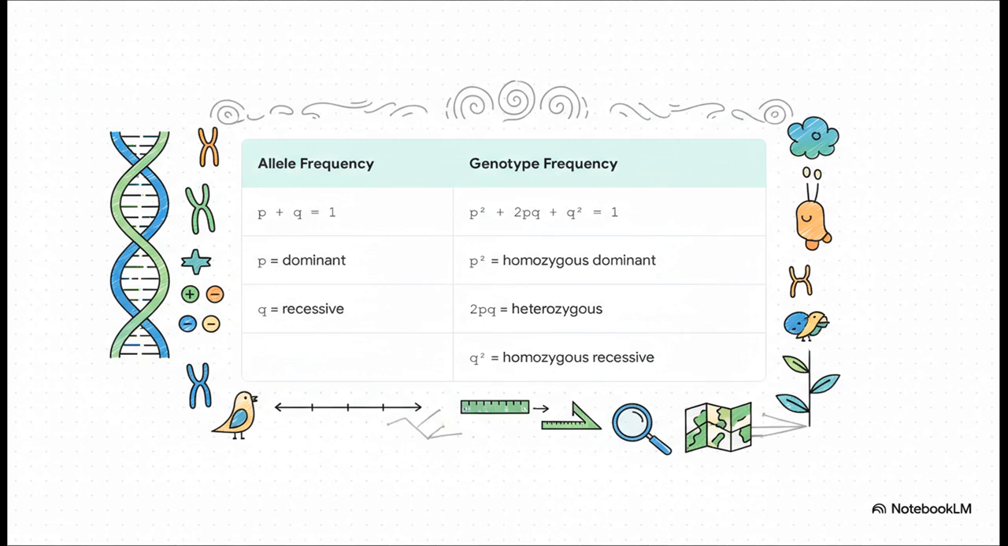The first one, p + q = 1, is just looking at the alleles. The frequency of the dominant allele, that's p, plus the frequency of the recessive one, q, has to add up to 100%. Simple enough. The second one looks at the actual combinations, the genotypes. So you've got your homozygous dominants, p², your heterozygotes, 2pq, and your homozygous recessives, q². Add all those up, and you've got to get 100% of the population. These two equations are our rulers.